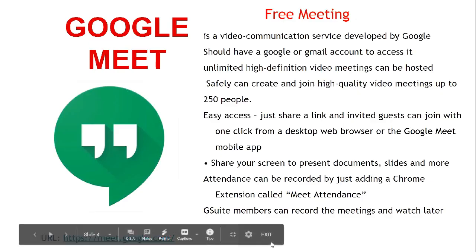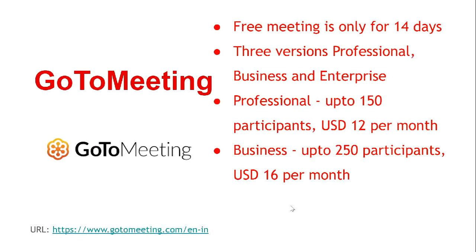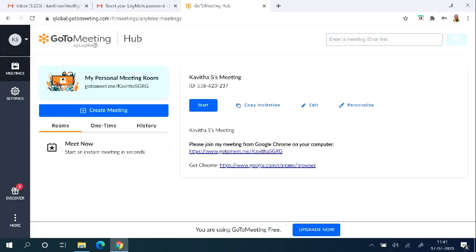So the next you have is your GoToMeeting. The GoToMeeting free version is available only for 14 days. Other than that, they are giving you 3 versions: professional, business and enterprise. In professional, you can accommodate up to 150 participants, but you have to pay $12 per month. Whereas for business, you can accommodate up to 250 participants, but you have to pay $16 per month. So next we'll see how GoToMeeting works.